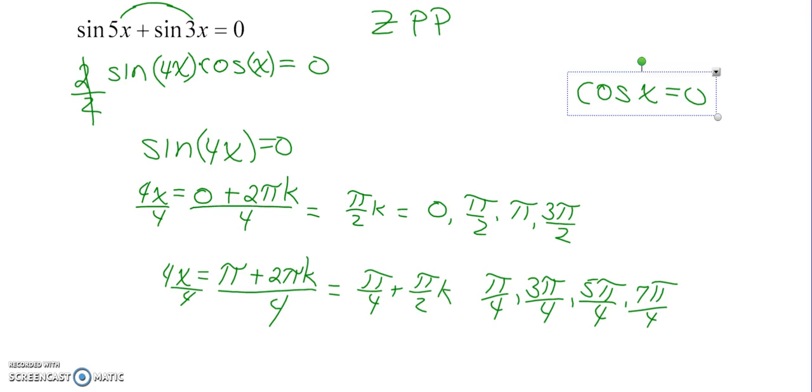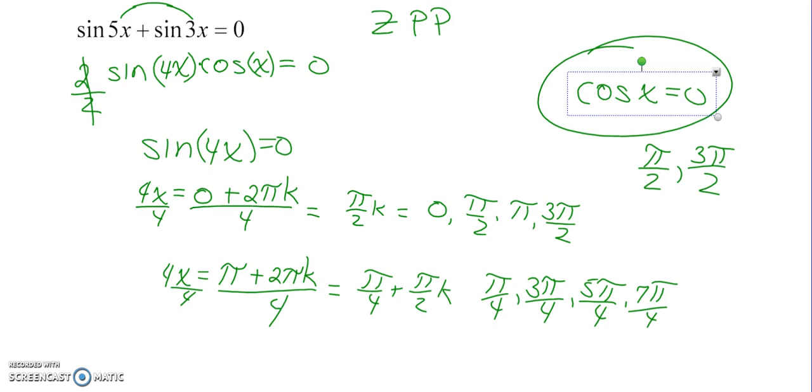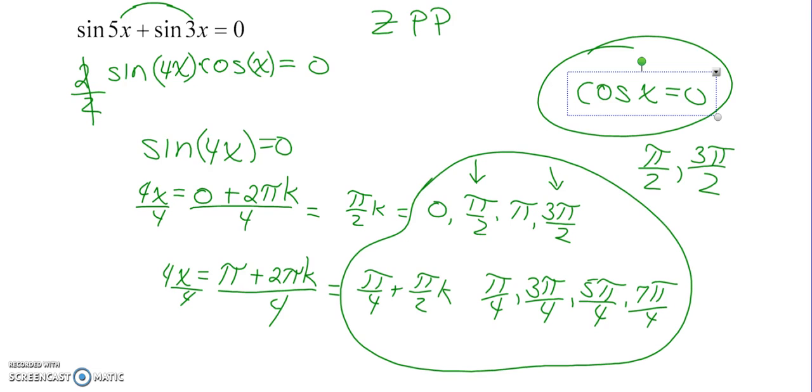I have one more place I can get answers, and it's from this cosine x equation right here. Where is cosine equal to 0? That happens at pi over 2 and 3 pi over 2. Now, if you notice, those answers are already stated. That doesn't happen every time, but I have a large number of answers that would be all solutions to this problem.